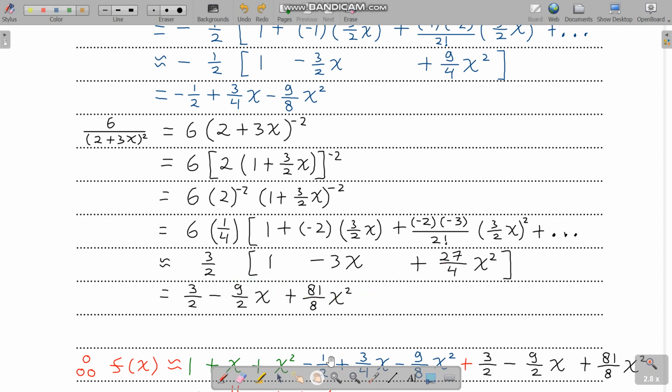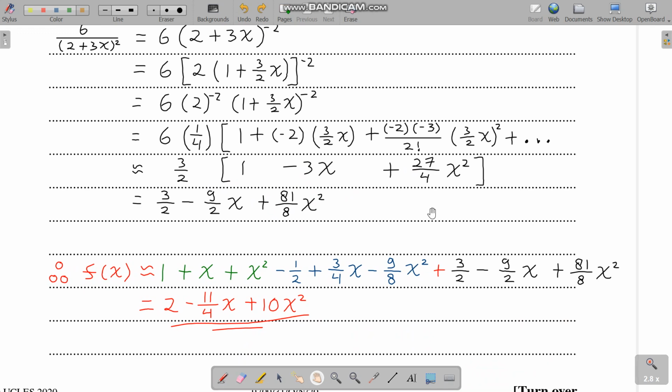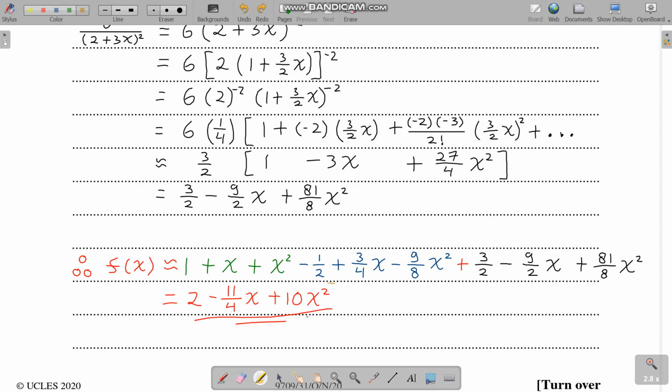So for the final answer, we just add everything from the first term, from the second term, from the third term. We simplify. 1 minus 1/2 plus 3 halves, that's 2, and we have x plus 3/4 x minus 1/2, minus 9/2 x. Use a calculator, minus 11/4. And 1 minus 9/8 plus 81/8. Use a calculator, we get 10. So for the final answer, we get this.